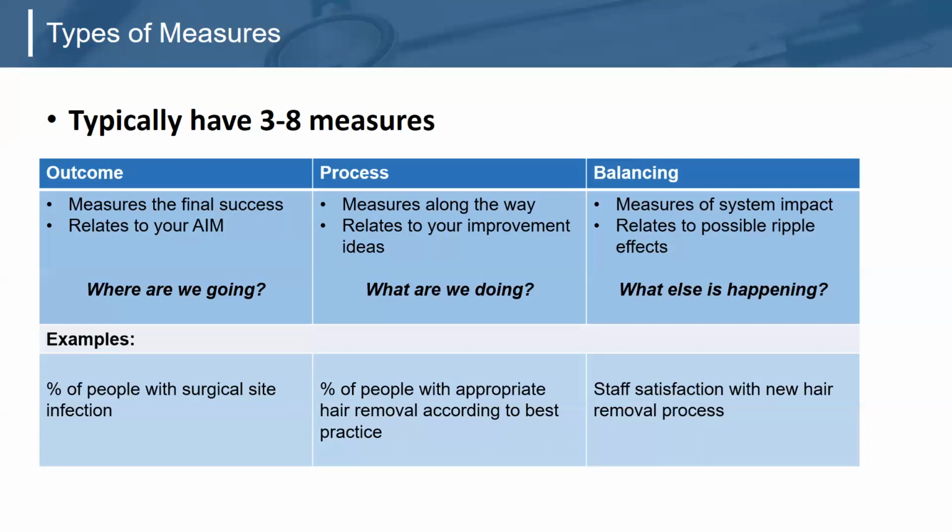And finally, there's balancing measures. Balancing measures are kind of like ripple effects. You're making changes in the system, and what's the impact that has on the system? What else is happening in the system as a result of the changes that you're making?